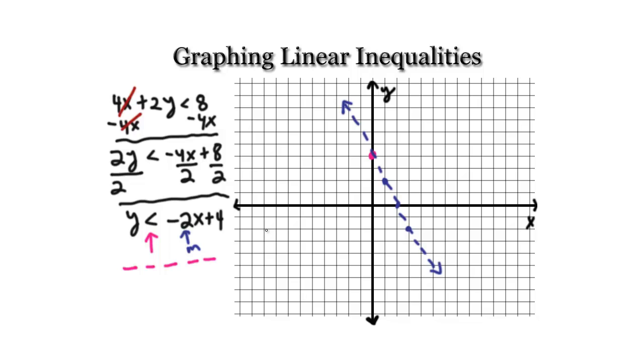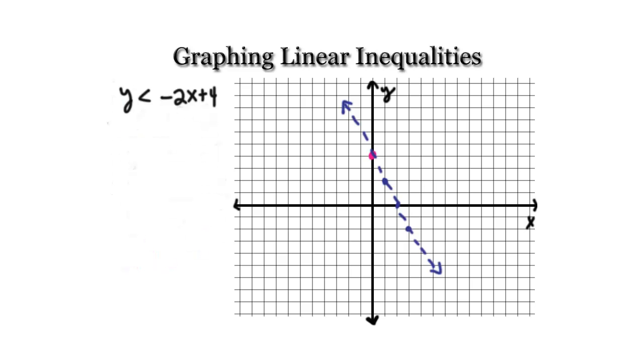We're not done yet. The next thing we want to do is determine which side we have to shade. So we're ready to pick a test point. This is our original inequality: y is less than negative 2x plus 4. Again, I told you the best point to use is 0, 0, unless your line goes through 0, 0. That's when you have to pick a different point. But here you can see that the line does not go through 0, 0, so it's okay to use the origin. So now let's plug it in.